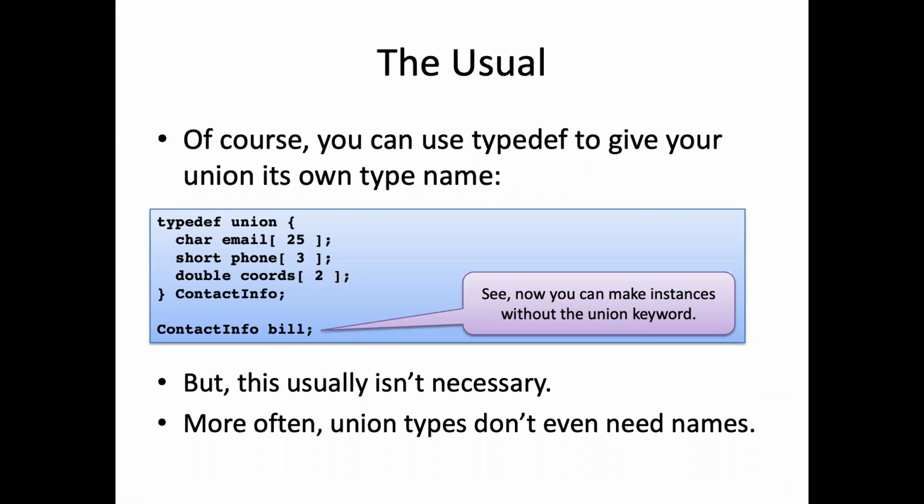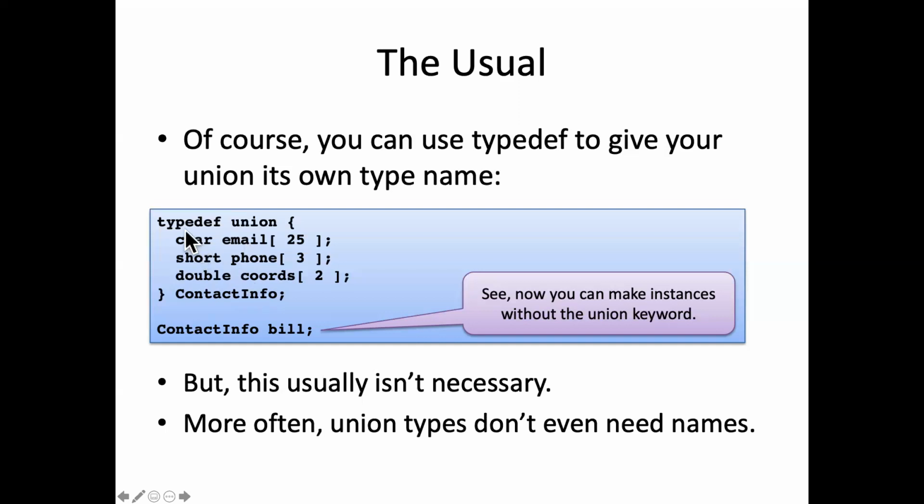Just like we did with an enumerated type, whenever you define a new union, if you want to use it, you have to use the union keyword. I don't think I have a good example of code for what I'm talking about here, but just like with a struct, if you don't want to have to say the word union every time you make an instance of that union, you can use a typedef to give it a short type name, like I'm doing up here. And then I define contact info as a union of these same 3 fields we've been talking about.